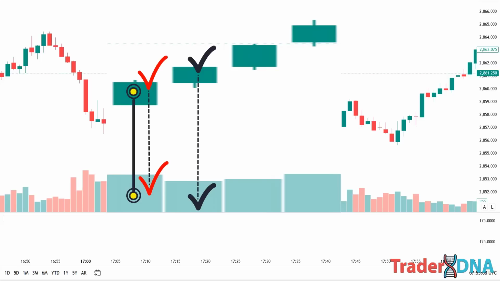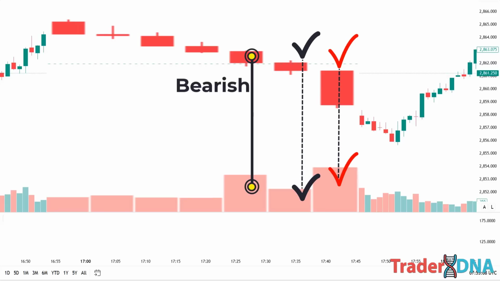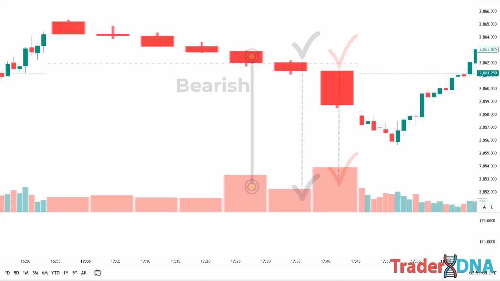On the flip side, when the market is bearish, red candles, the volume bar usually turns red. The bigger the drop in price, the taller the red volume bar. And if the price barely moves, the volume stays low. Simple, right? But here's the shocker. The market doesn't always follow this rule.